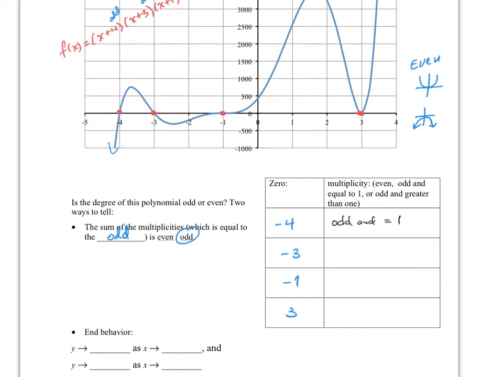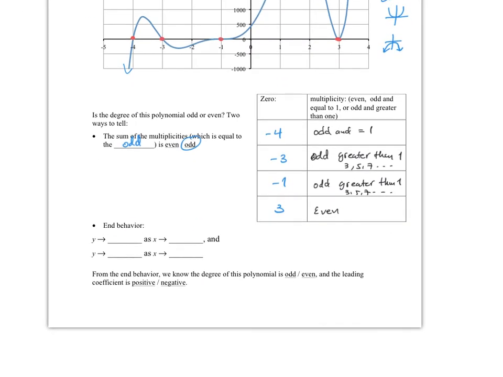-3 is odd and greater than 1, which means it could be 3, 5, 7, and so forth. -1 is also odd and also greater than 1. So again, 3, 5, 7, and so forth. And 3 is even, so you can see from there.